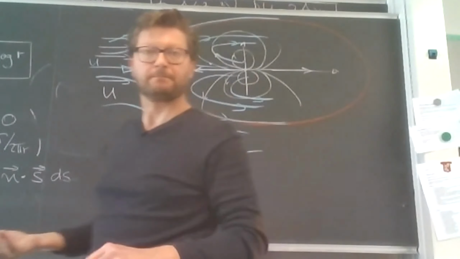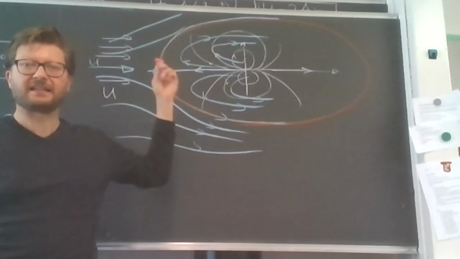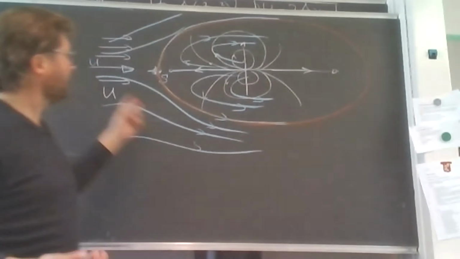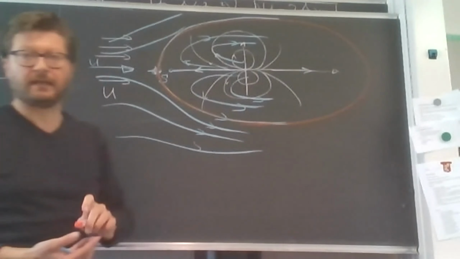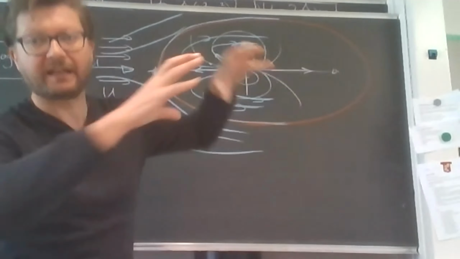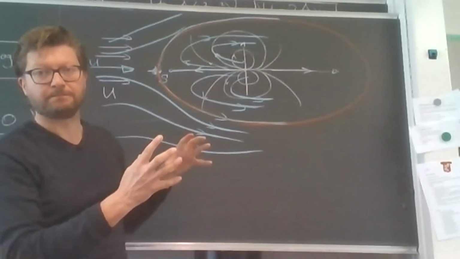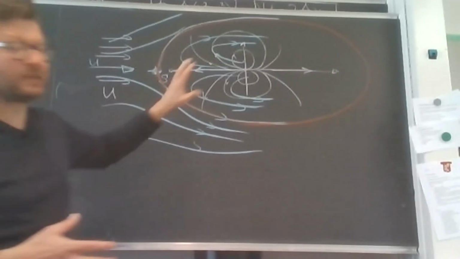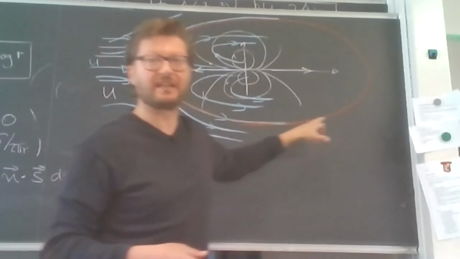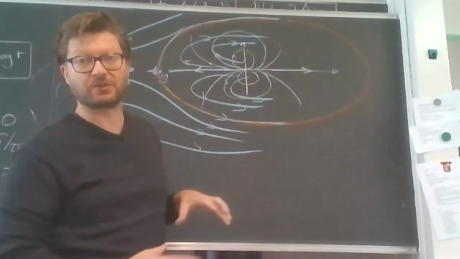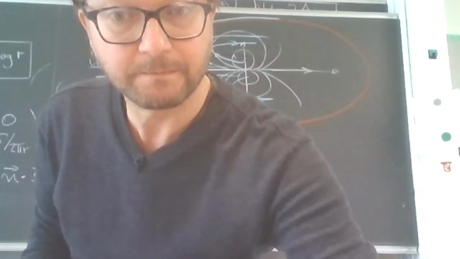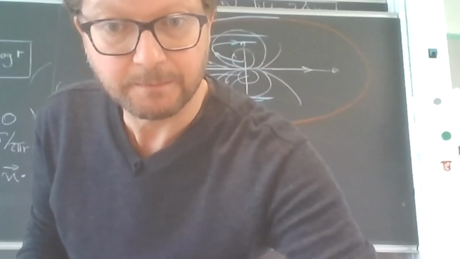So by simply adding a dipole and the parallel flow, we get a closed body. And if I draw it a bit more nicely, you would even see that it's not just an elliptic body, it's actually a circle. Okay, so let me come back to that, then finish up.